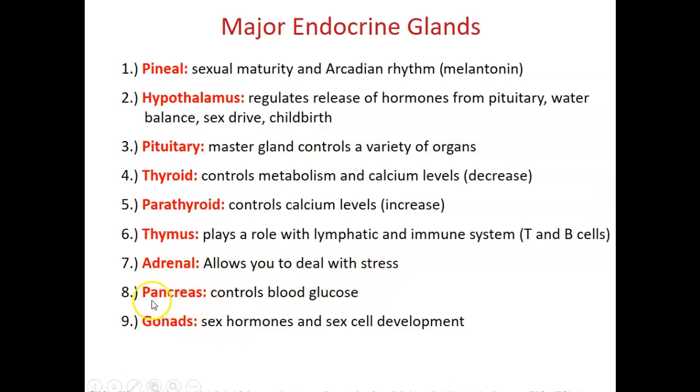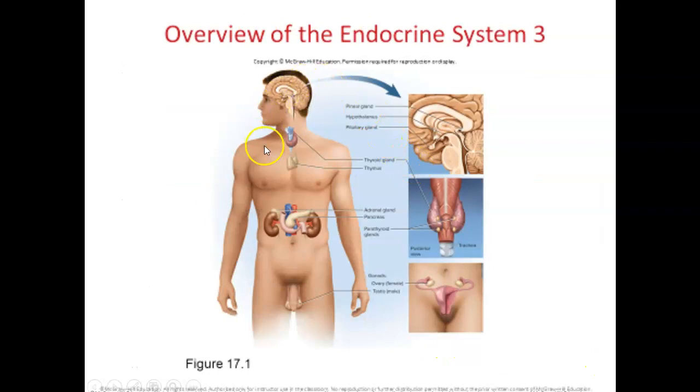The pancreas is a very important organ. It functions as both an endocrine and exocrine gland. It controls blood glucose homeostasis. Gonads are sex organs that control the sex hormones, gamete cell production, and development. Here's a slide to show you the location of those glands mentioned in the previous slide.